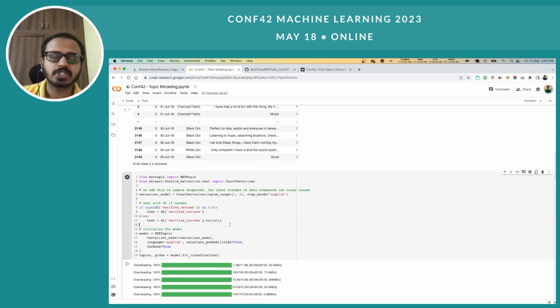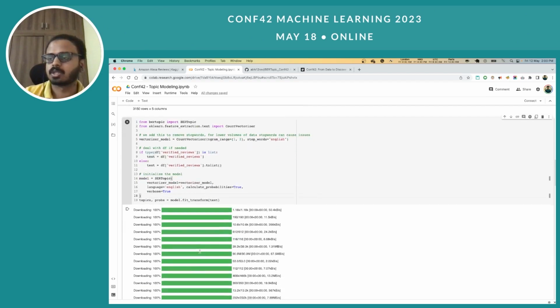First we instantiate a vectorizer model, which allows us to define certain parameters, such as the n-grams and other configurations we can declare here. And this is where we declare the BERTopic model with the language and certain config options that are available in the documentation. And on line 19 we do the fit function. Fit transform gets us the topics and the probabilities.